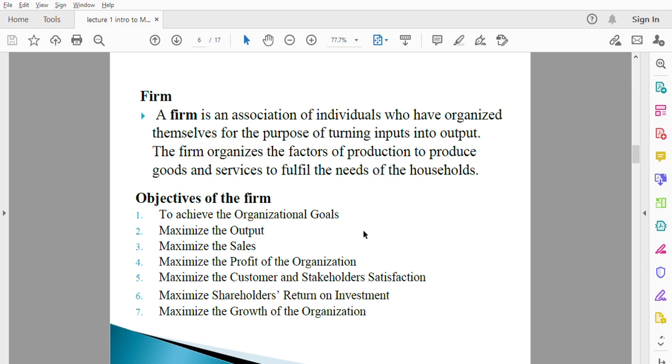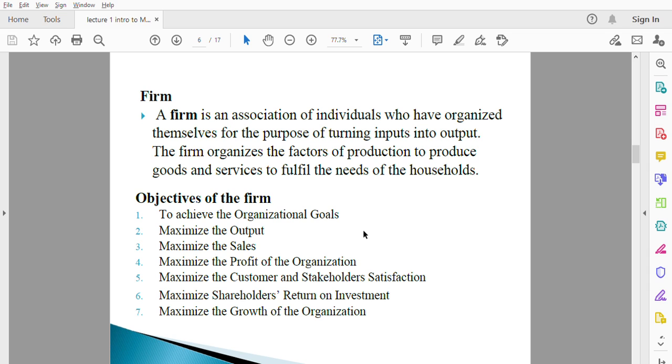Another is to maximize the profits of the organization. Adam Smith mentioned that it is not from the benevolence of the butcher or the baker that you get your dinner in the evening. Most firms, the reason why they are operating is to make profit. So an objective of a firm is to maximize the profits of an organization. Another is to maximize customer and stakeholder satisfaction. The firm is to ensure that customers are satisfied. It is when customers are satisfied that they will buy more of your product.